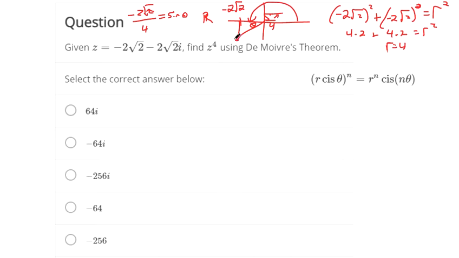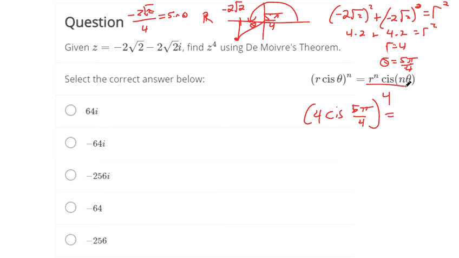To get to this complex number, you're 4 away from the origin, and you have an angle of 5 pi over 4. So we have both the things we need for the polar form. And if that was troubling you, make sure to go back and check out that previous problem on the video that goes along with it. So we have 4 cis 5 pi over 4 to the fourth power is what they're asking us to find.